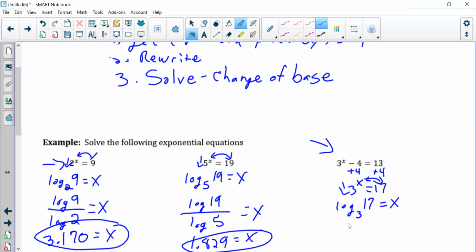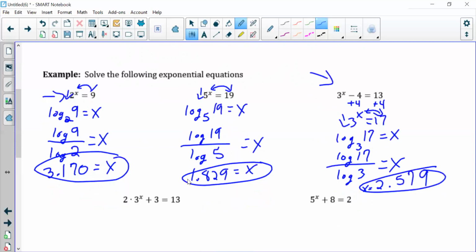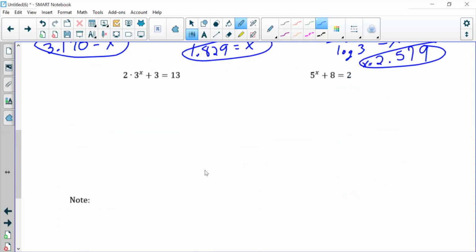All right, change of base formula. Log of the tall over log of the small. So log of 17 over the log of 3 equals x. Employ your calculator here. Log of 17, close parentheses, divided by log of 3, close parentheses, equals 2.579. All right, seeing the process here? Get it by itself.